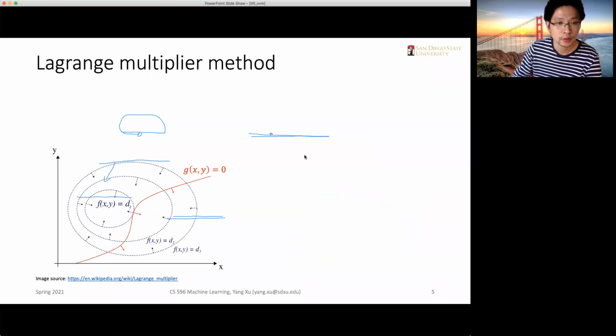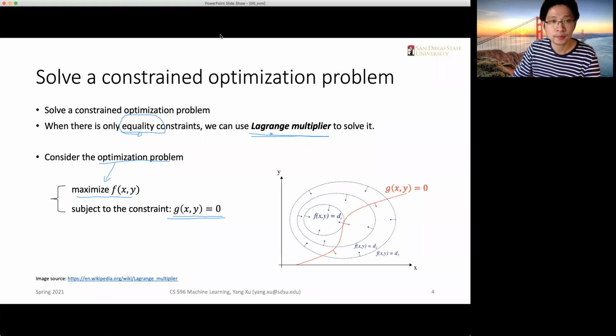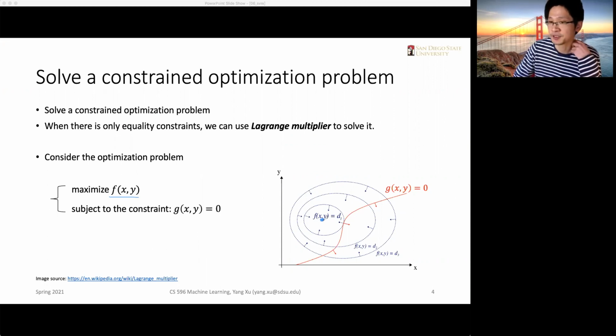So we can think of the problem as defined by the plots on the right. If we don't look at the red lines, the red functions yet, we only have the function f of x and y. You can think of the dashed lines as the contours of the f function. Eventually we want to find the maximum points where the value of f is maximized.